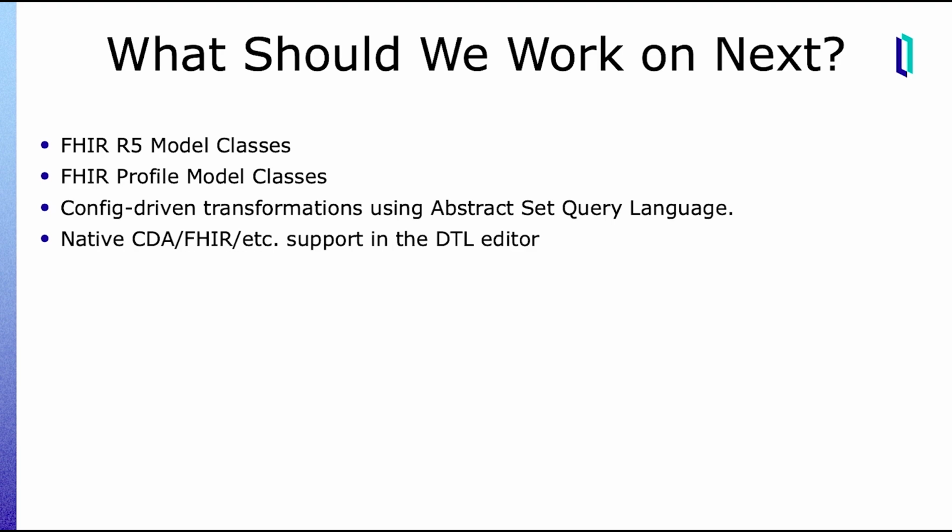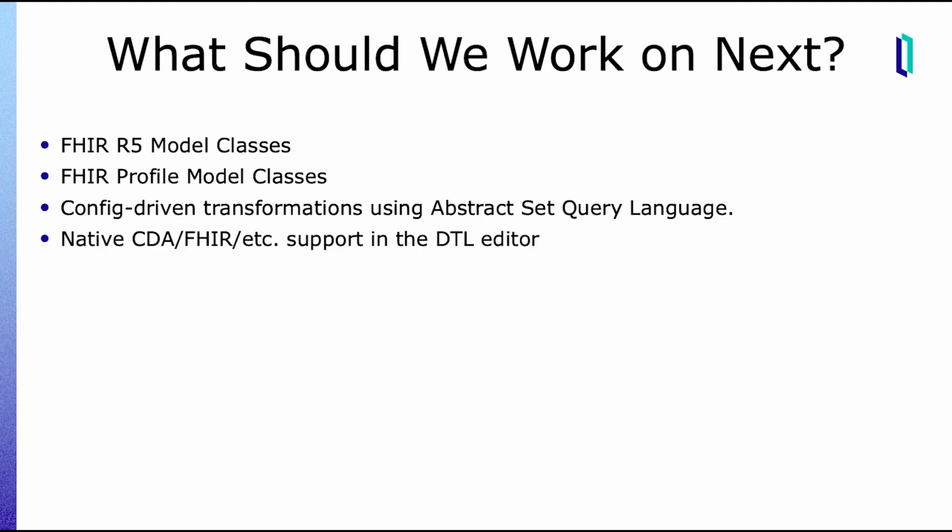So here are the choices. The FHIR R5 model classes we could generate. FHIR profile model classes, so you could select a profile and we could generate that profile. Config-driven transformations using our new abstract set query language, and converting native CDA FHIR support in our DTL editor using the FHIR object model. So let's start from the top. How many of you think we ought to work on FHIR R5 model class generation and support FHIR R5 with this FHIR object model?